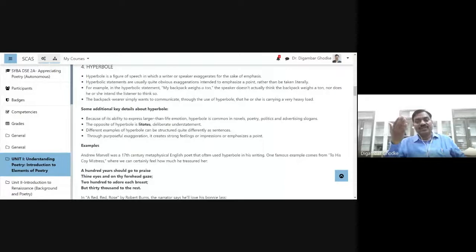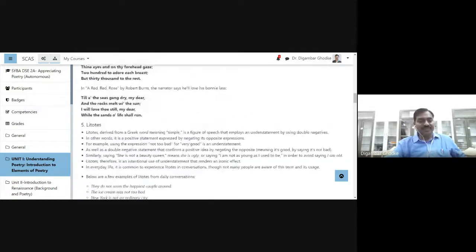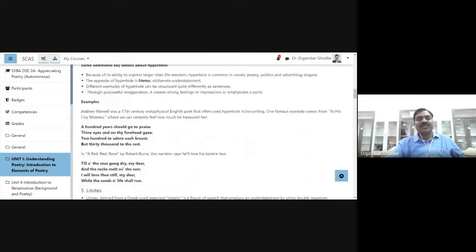Overstatement, much more than reality, that is over. When we say somebody is over smart, smarter than expected, that is over smart. Similar is the case of litotes. Litotes is less than something. It is understatement. Over is more than something, whereas under is less than something. So we are going to deal with litotes in my next part of discussion. But in the meanwhile, we shall focus on hyperbole only.